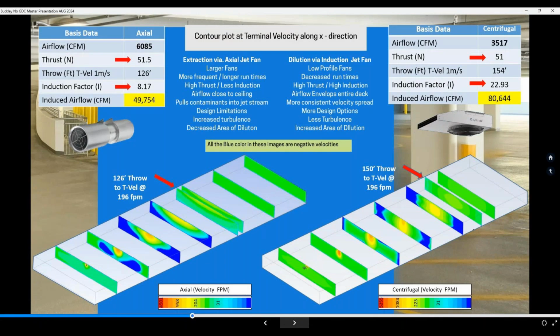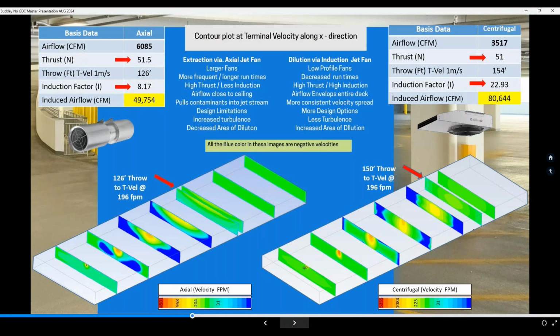Basis data, we're going to use an axial jet fan that you see on the left at the top, and that's 6,085 CFM. It has a thrust, high thrust, 51.5 newtons. It throws to a terminal velocity of 126 feet. It has an induction factor of 8, a very good induction factor. So that says that 6,085 CFM, when in operation, puts into motion the equivalent of 49,754 CFM.